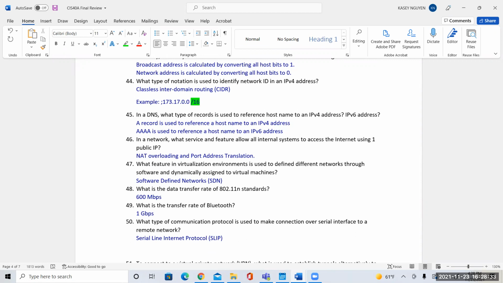All right, 50. What type of communication protocol is used to make connection over serial interface to a remote network? That's your SLIP, your serial line internet protocol.